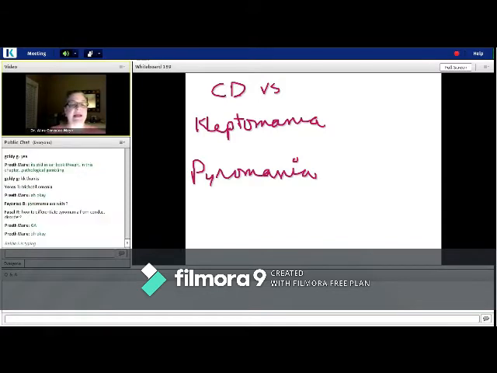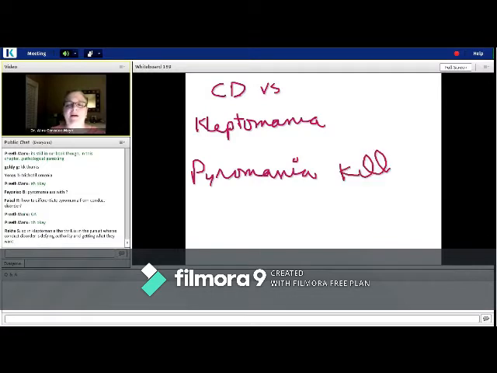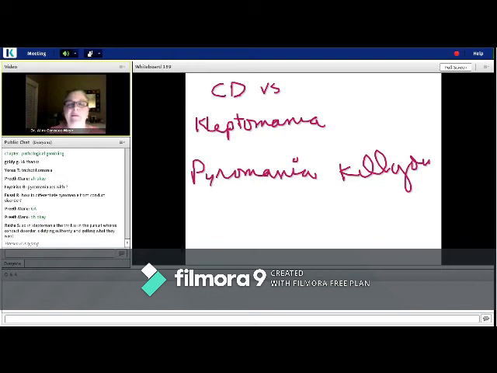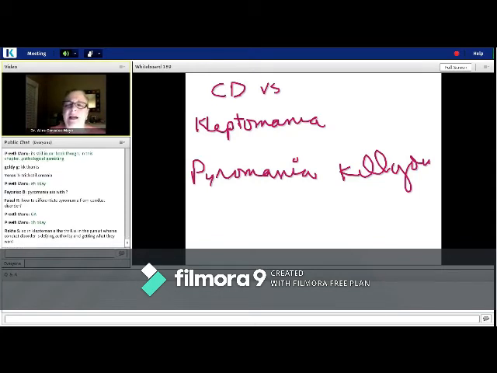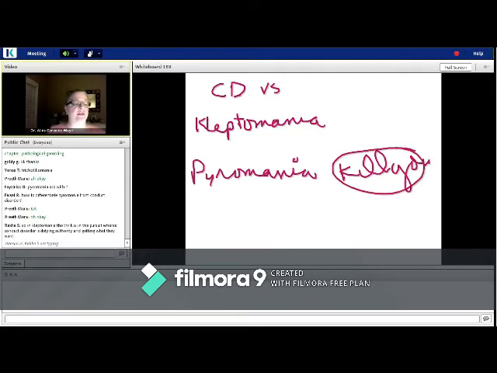The pyromaniac versus the conduct disorder. The conduct disorder can start a fire, but they'll probably start a fire to kill you. You're in the building, I'm going to burn it because I want you to die. The pyromaniac doesn't want you to die. All the pyromaniac wants is to burn the building. You have nothing to do with it. So that's going to be the difference.